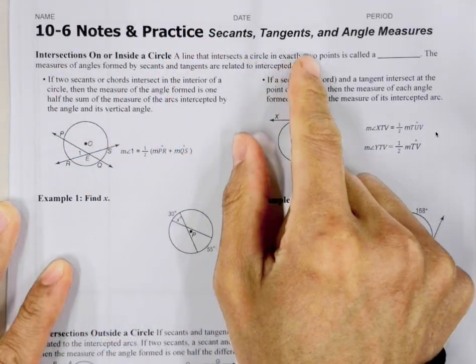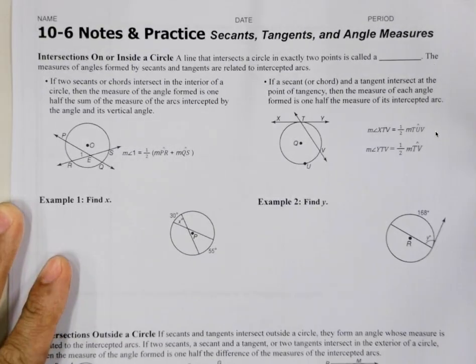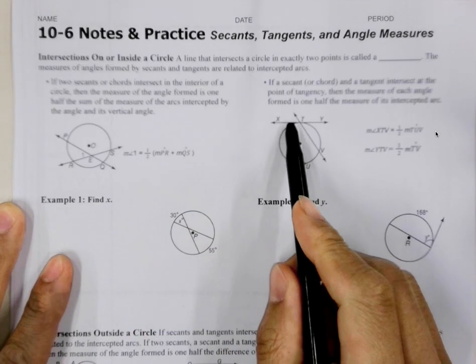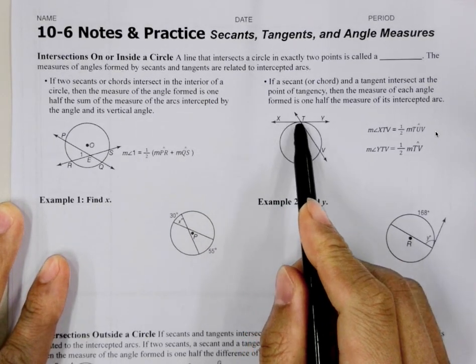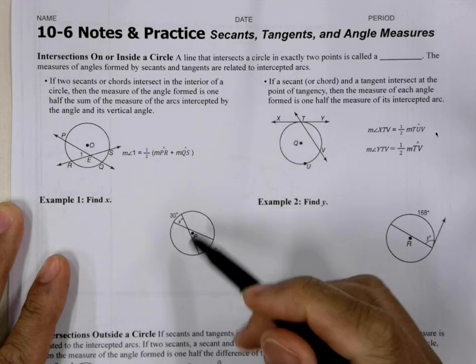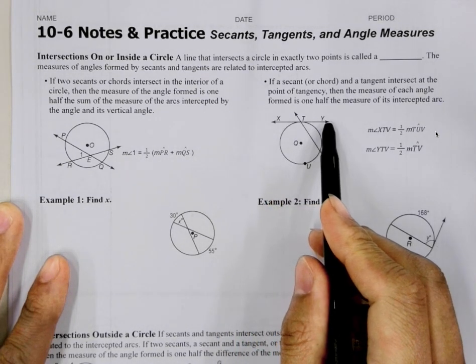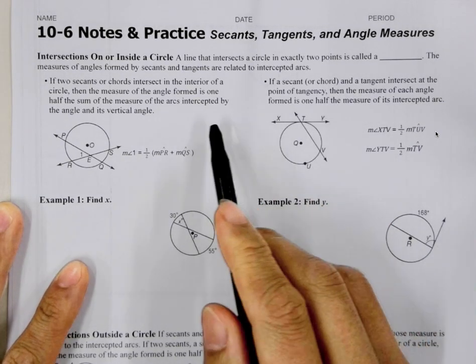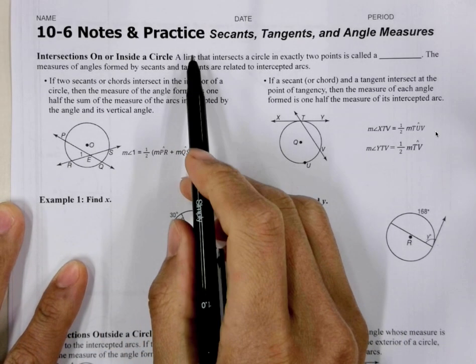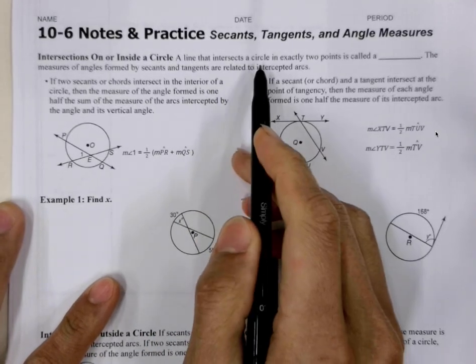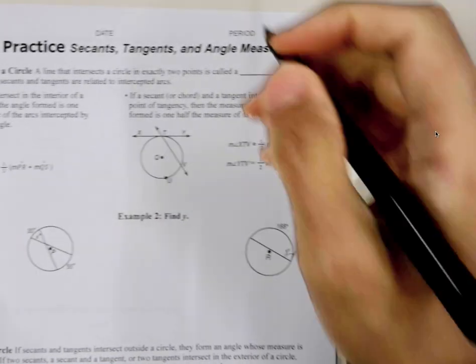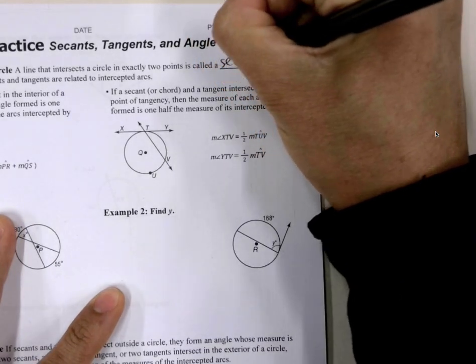10.6 Secants, tangents, and angle measures. If you remember, a tangent is a line that has one point on the circumference of the circle. So line XY is a tangent. And then we're talking here about a secant, and a secant is a line that intersects a circle in exactly two points. So it's called a secant.